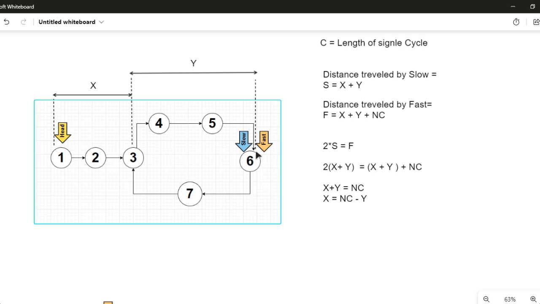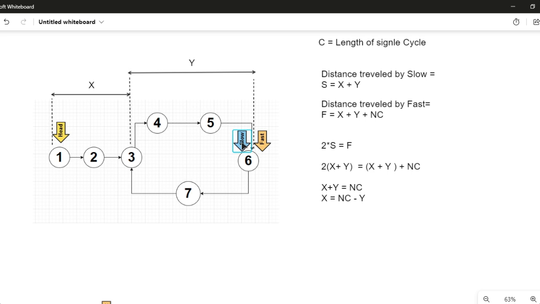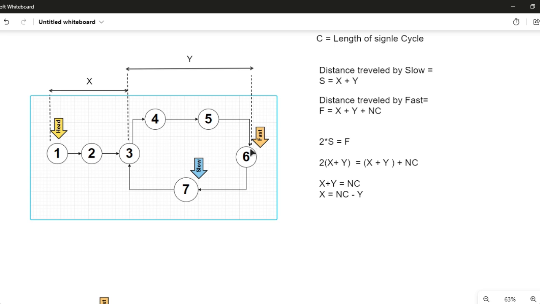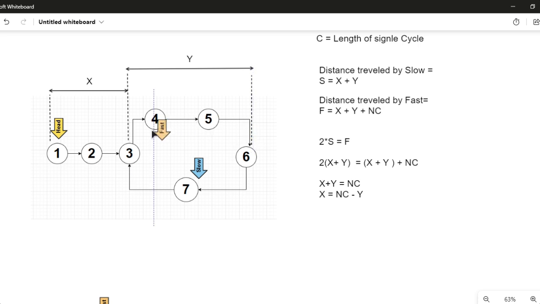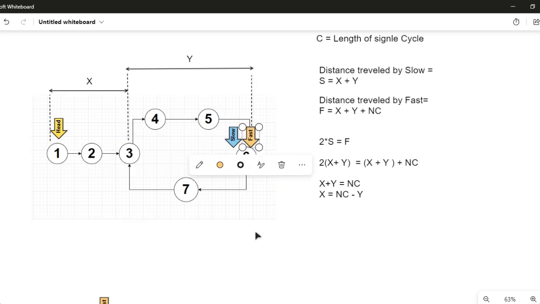So now let us do one thing. Let us increase the speed of both of them by 1. Now the slow pointer will move by 1 and the fast pointer will move by 2. So now, relative to the fast pointer, the slow pointer is only 1 point ahead. As it is 1 point ahead of the fast, it will definitely meet here. So that is the intuition behind why they will meet at a certain point in the cycle.